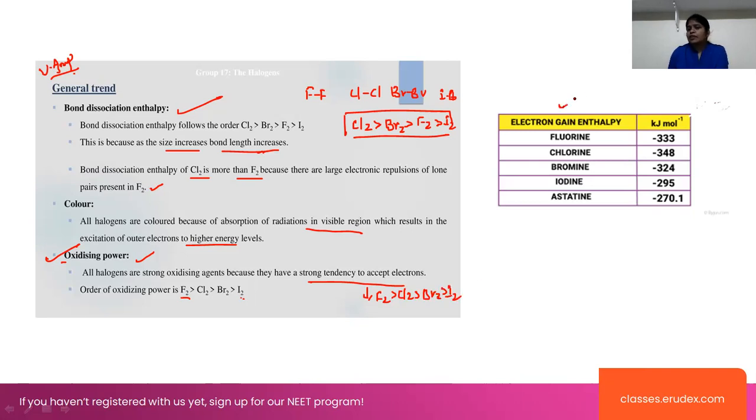Look at the electron gain enthalpy values given here. The electron gain enthalpies are minus 349, minus 348, minus 333, and minus 324, minus 295. Electron gain enthalpy values will be decreasing.